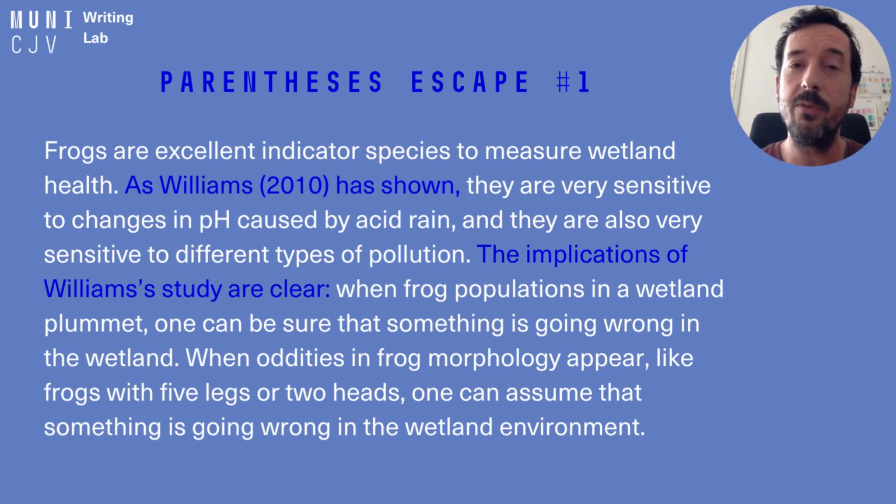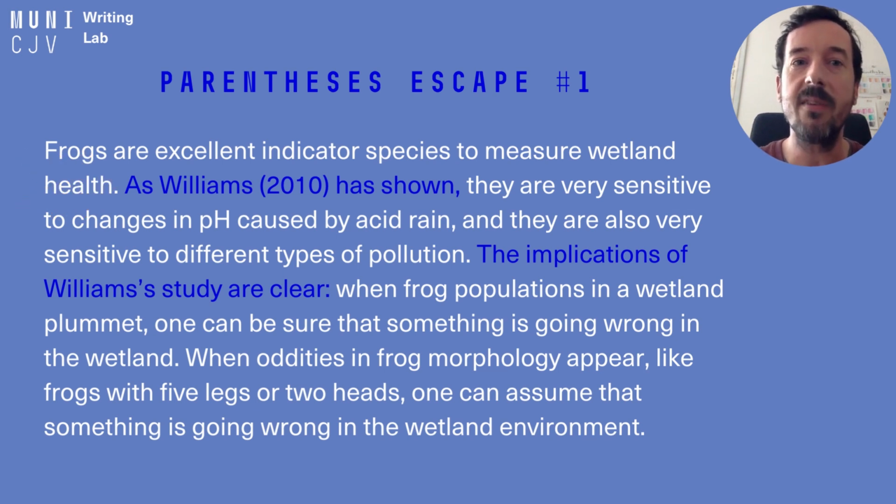The first is that I've moved my attribution, the name of my source author, up to the second sentence. And I've used this very typical attribution phrase, as Williams has shown. I call this an attribution phrase because it's a phrase that attributes the ideas in the sentence to Williams. That is, it tells my reader that what follows are Williams's ideas, not mine. And now it's clear that the sentence is a summary of Williams's findings.